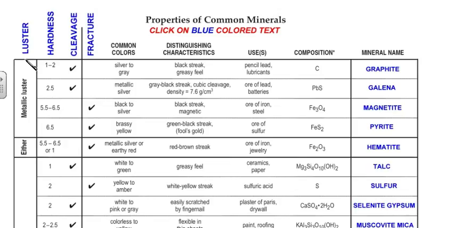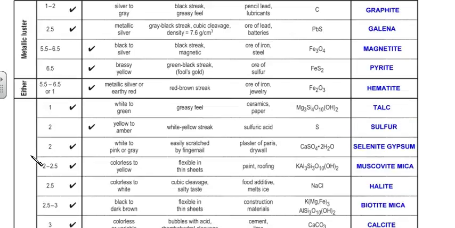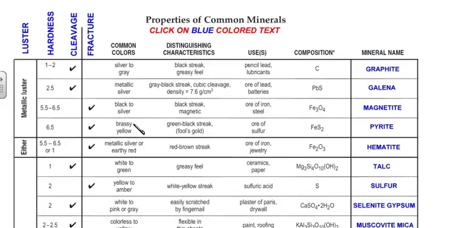Now, when we look down at luster, there's two choices, one of two. It's either metallic or not metallic. That's it. Those are your two choices. But then hematite can be either.